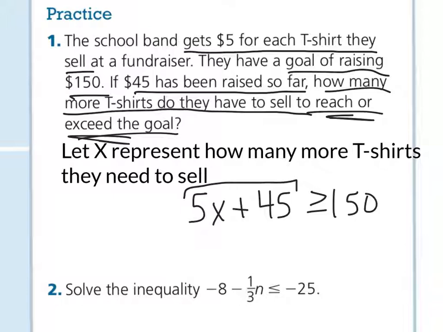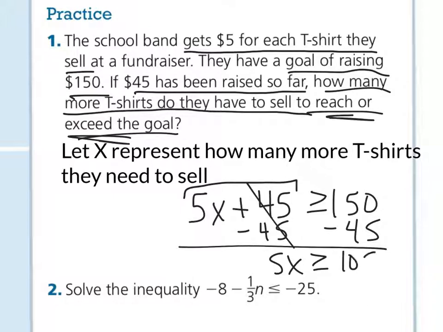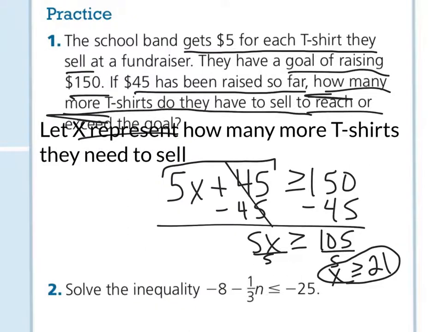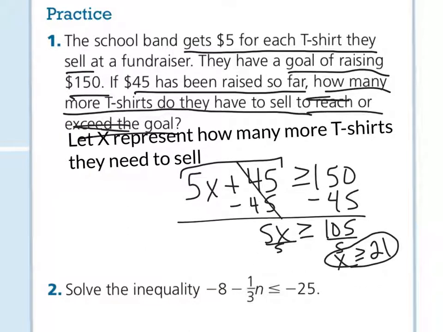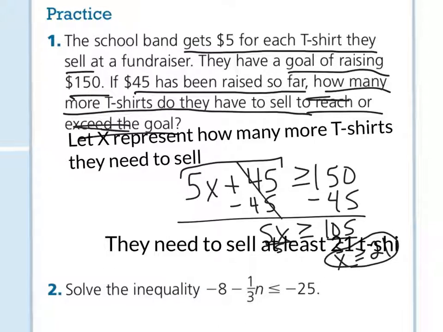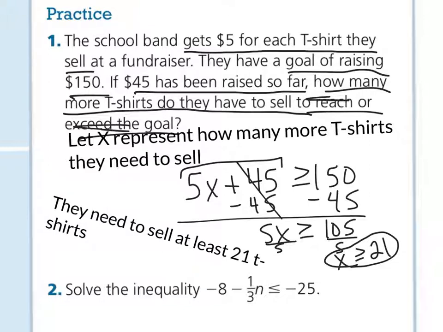So that would be the inequality to start with, and then the first thing is we could subtract 45 on both sides, and then they're multiplying, so if you divide by 5, and that would be 21. So that means they would have to sell at least 21 t-shirts. And when you get to that point, you really should make a sentence there. Just say they need to sell at least 21 t-shirts.